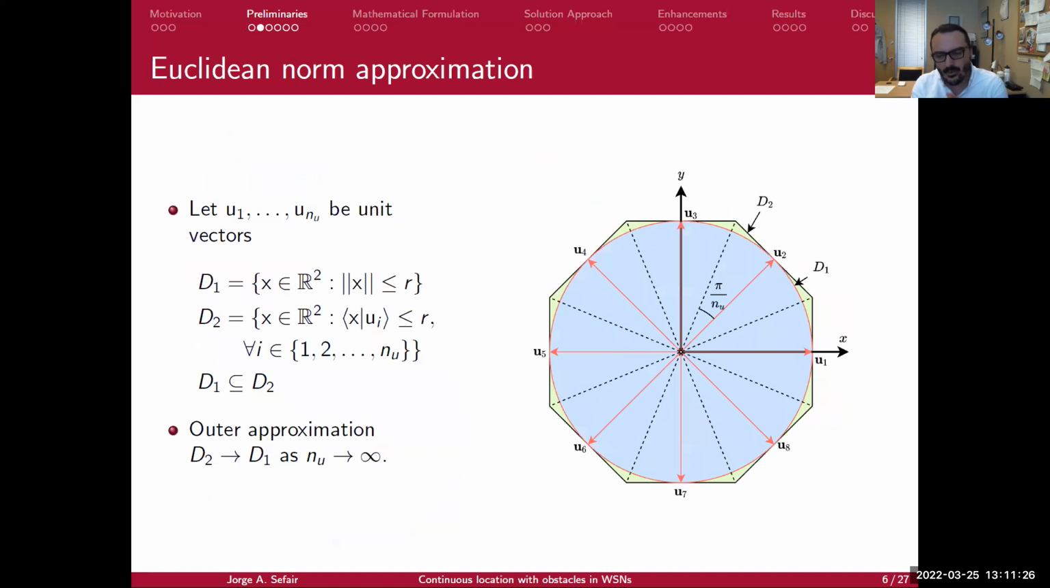The second thing I will do is we created a Euclidean approximation to the Euclidean norm. As you will be guessing from the previous slide, I will need to use Euclidean norms a lot.